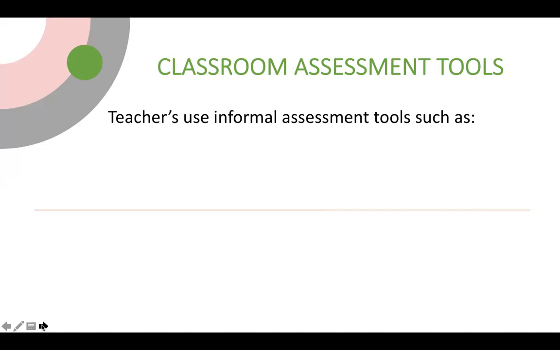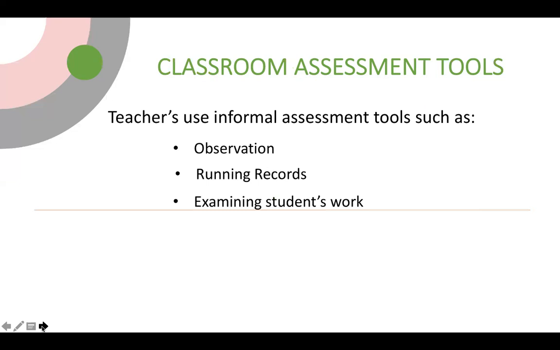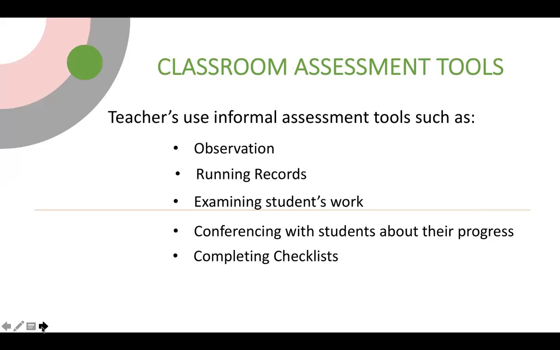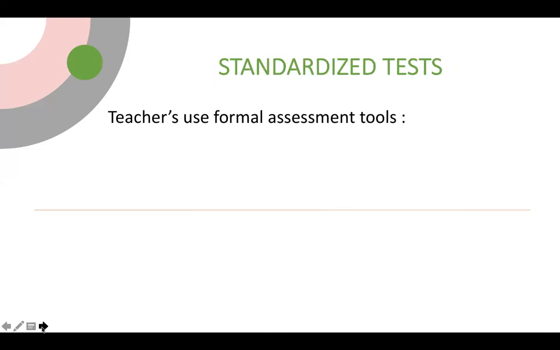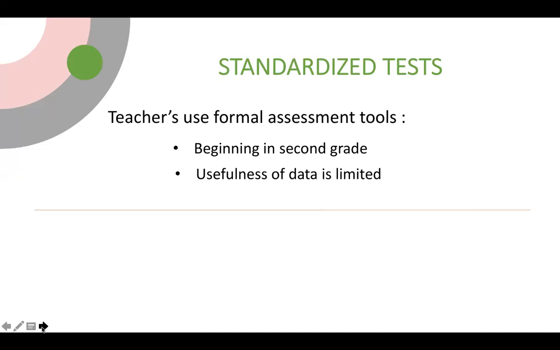Classroom assessment tools can be informal or formal. Informal assessment tools are observation, running records, examining students' work, conferencing with students about their progress, completing checklists, and using rubrics for assessments. Standardized test is a formal assessment tool. It begins in 2nd grade. Its usefulness of data is limited. It examines effectiveness of teachers' instruction.